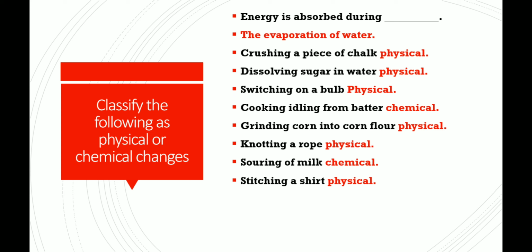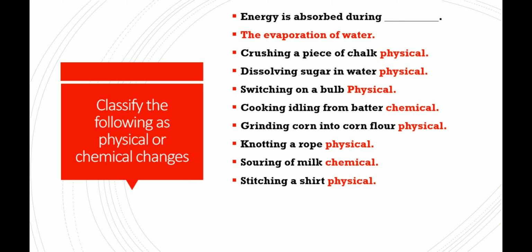Then proceeding to the second question. It's given that classify the following as physical or chemical changes. The first one is crushing a piece of chalk. It is a physical change. Second one, dissolving sugar in water. It is also a physical change. Third one, switching on a bulb. It is also a physical change. Then the fourth one, cooking idli from batter. It is a chemical change.